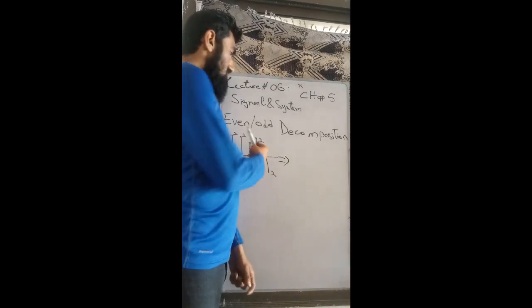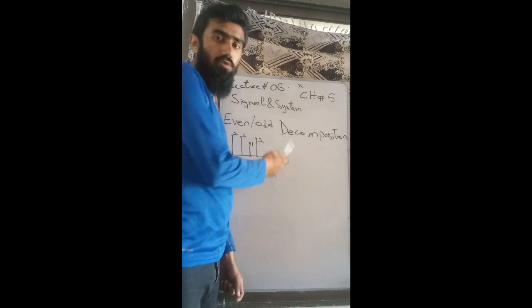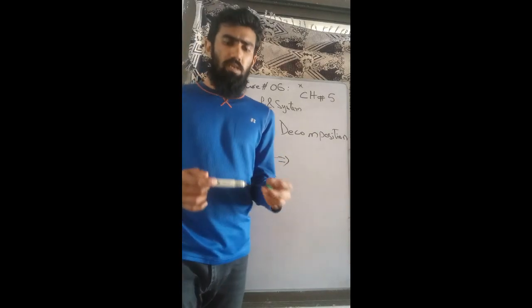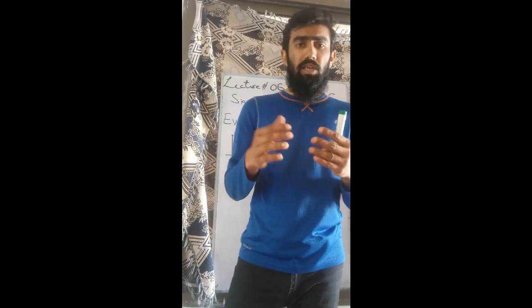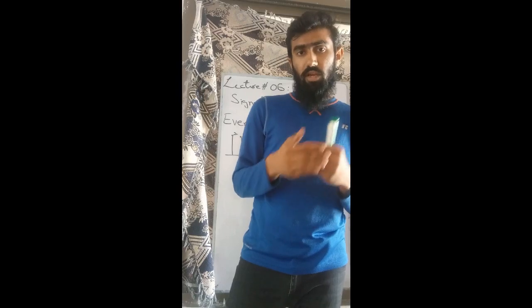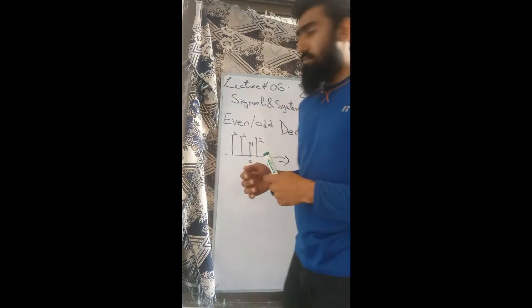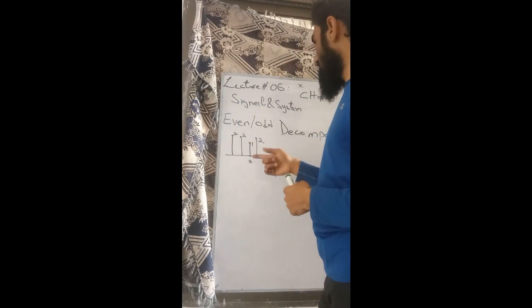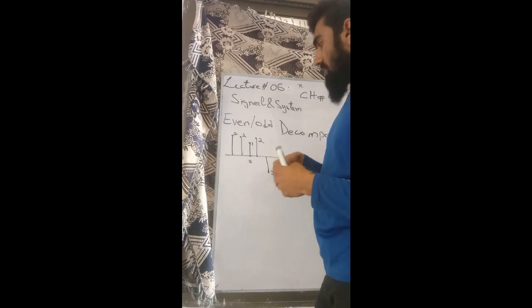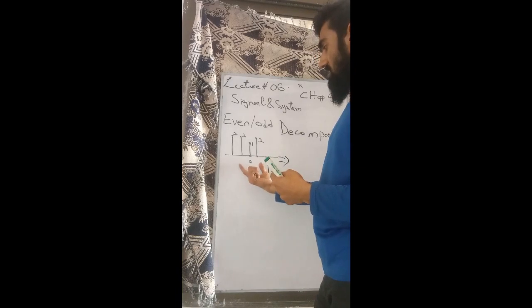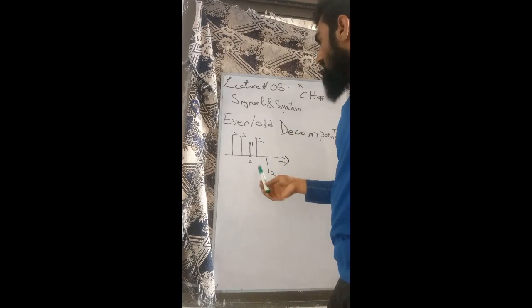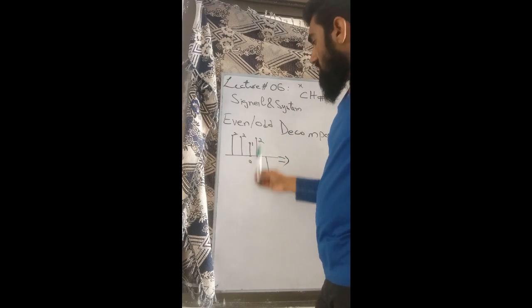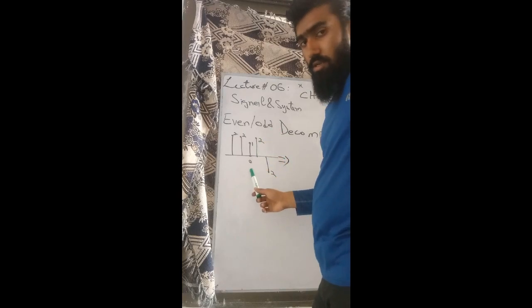So our next type is even and odd decomposition. This is not a very important decomposition. In this decomposition, a complex signal, a combination of even and odd signals, is decomposed into its component even and odd signals. So in this I have taken some complex signal, so I can convert this signal into odd and even signals. It is a combination, it is neither even nor odd.